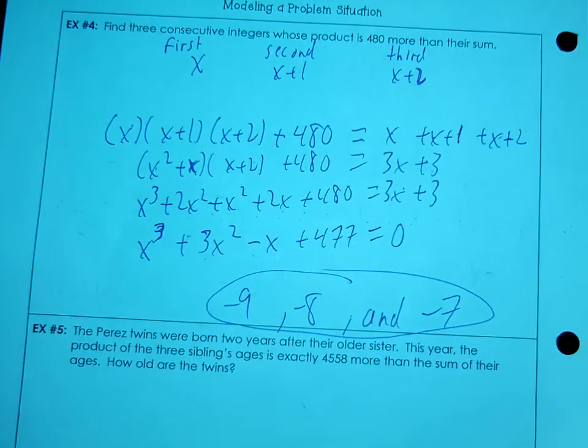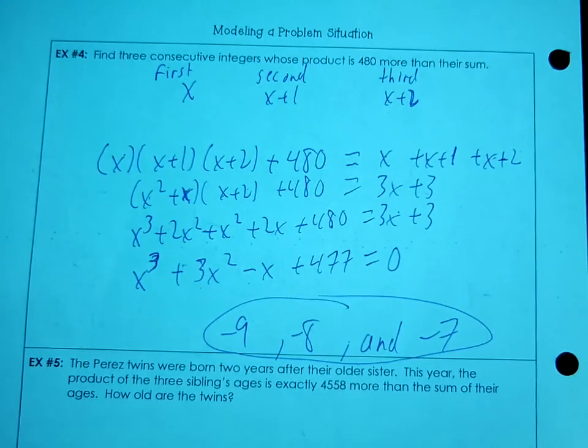And if I wanted to check my work, I could add those three together, and then I could multiply the 3 together and make sure that the product is 480 more than their sum. That's what I'm trying to do here. That their product is 480 more than their sum. Anyways, so yeah, we could check the work here.